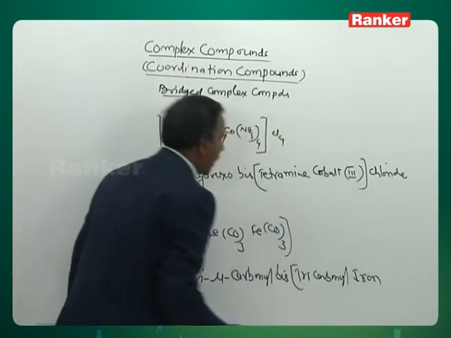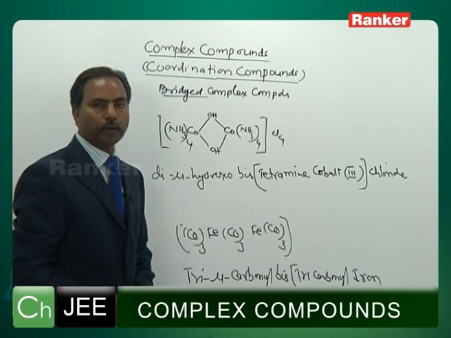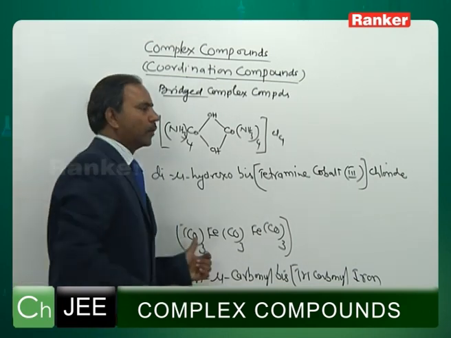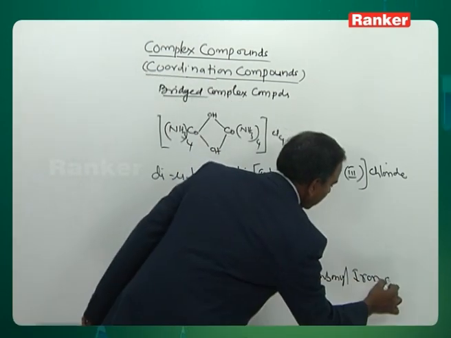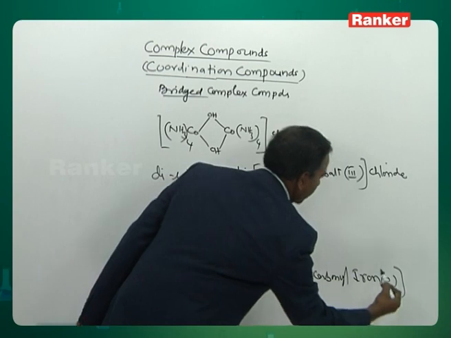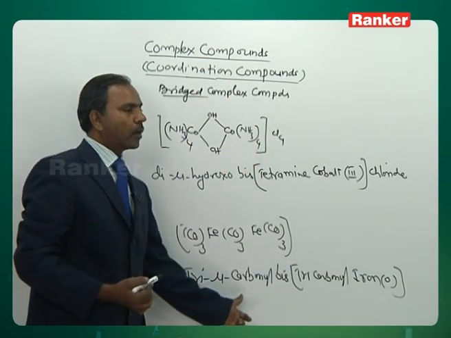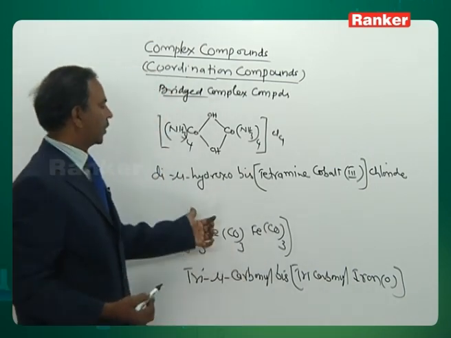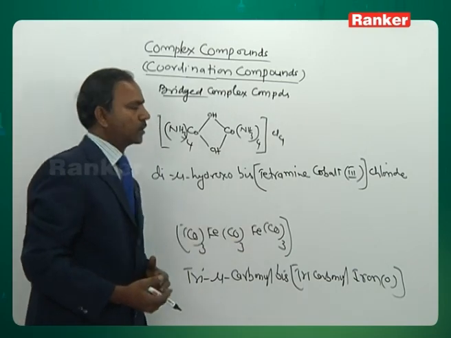iron. Oxidation number is 0. Why? All are carbonyl ligands. You know well, carbonyl is a neutral ligand. Therefore, there is no charge in the complex. Therefore, iron has oxidation number 0. This is the way to name this complex. Trimu carbonyl bis, tricarbonyl iron 0 is the name of this complex. So, in this way, we name bridged complex compounds.